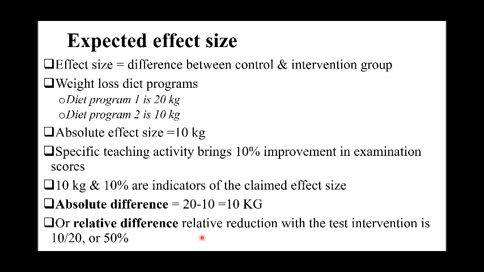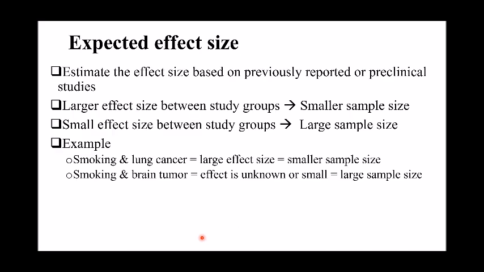Now, when you combine all the factors, you will understand it way better. So again, the effect size estimates the difference between the two different arms. And this depends, if it's a first study, on the report, on the verbal claim, or on the preclinical studies. So the larger the effect size between two groups, the smaller the sample size you need, while for a small effect size, you need a large sample size.